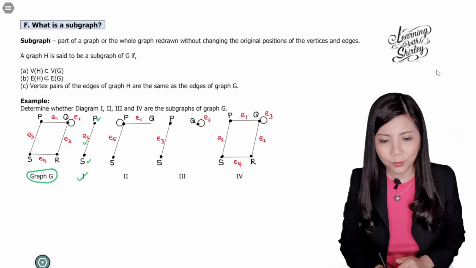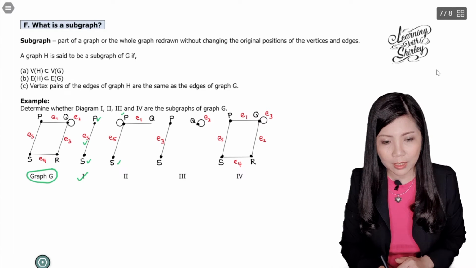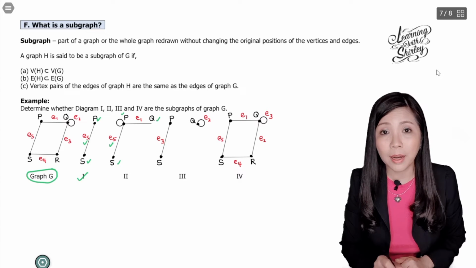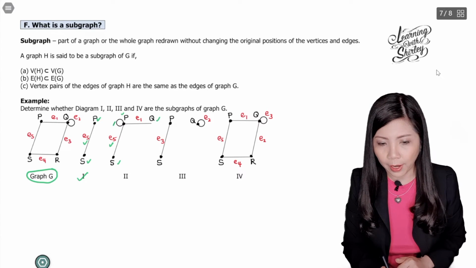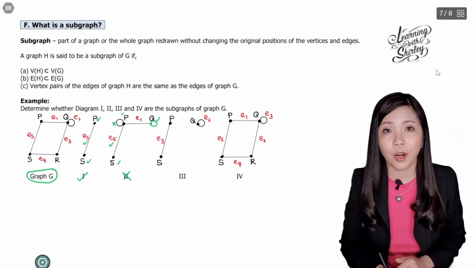Let's look at number 2. Let's compare. P is correct, S correct, E5 correct, Q correct, but the loop is not correct. The loop is supposed to be here, right? So this is not a subgraph of graph G.